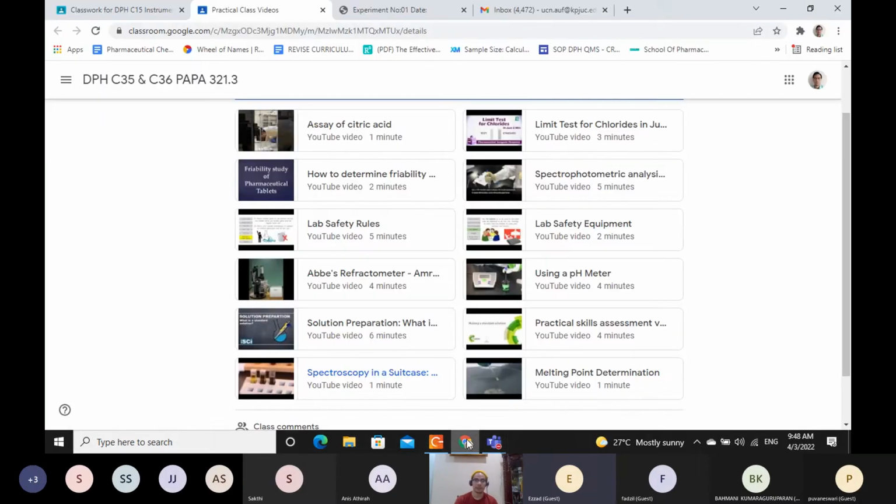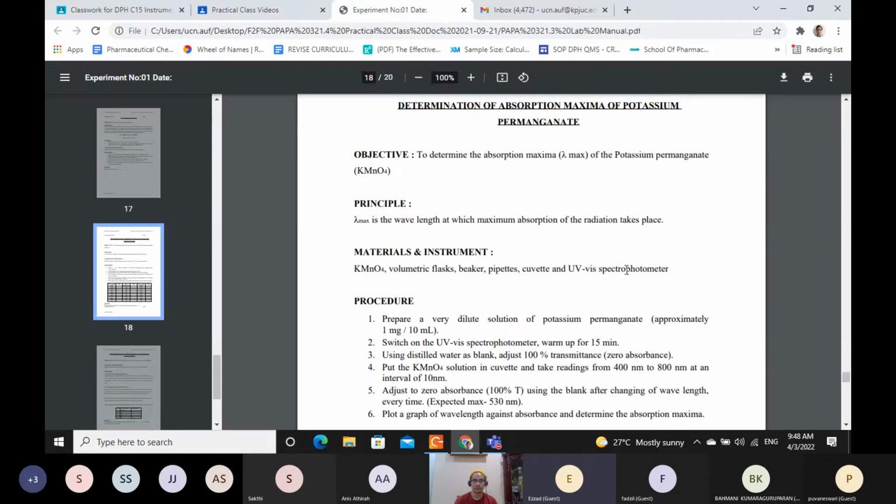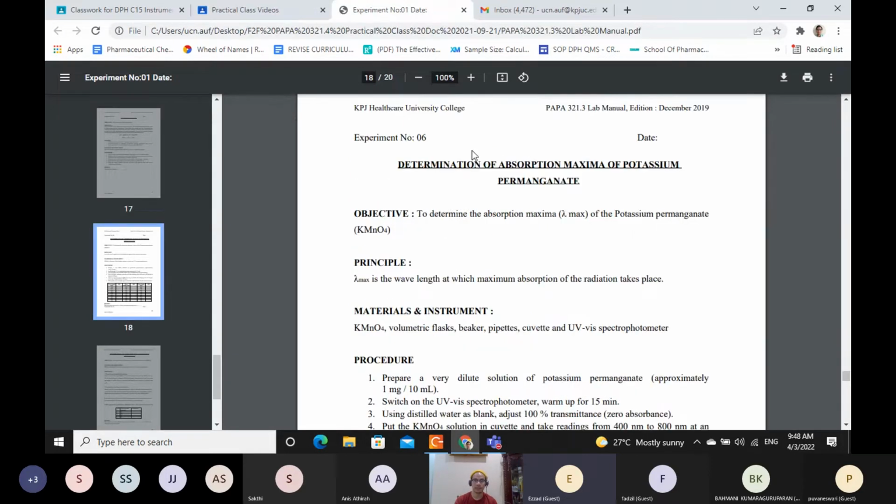So that's why going back to your lab manual, the objective of experiment number 6 ni, determination of absorption maxima of potassium permanganate. Tujuannya adalah untuk kita determine the absorption maxima. So kenapa kita nak determine absorption maxima? Macam saya cakap tadi, certain molecules, certain atoms absorb a certain range of wavelength of light.